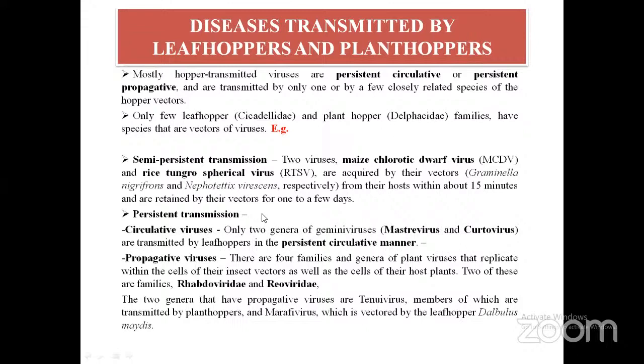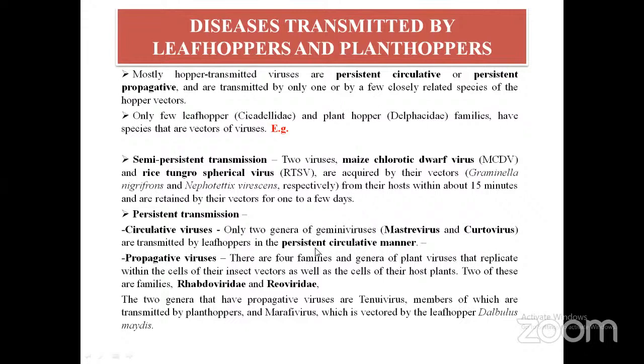Now, the persistent transmission, circulative viruses and propagative viruses. As we have discussed earlier, in the persistent there are only two types of viruses, circulative and propagative. In circulative, only two genera of Geminiviruses are seen. First is the mastrevirus and second is the curtovirus. And these are transmitted by leafhoppers in the persistent circulative manner.